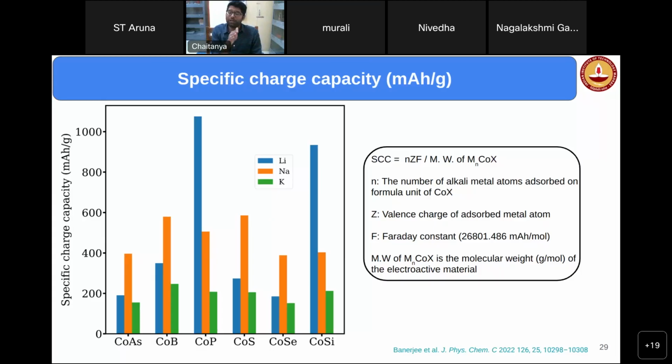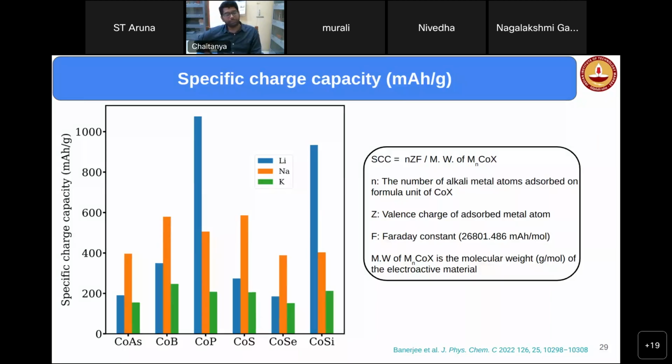So as a whole, till now, whatever we have considered, these are very good electrode materials is what we found, because they are metals, they are absorbing strongly, even multiple layer absorption is okay, diffusion barriers are okay, the voltage profile is also okay, and even the specific charge capacity is okay. So what are the other things that we need to check?